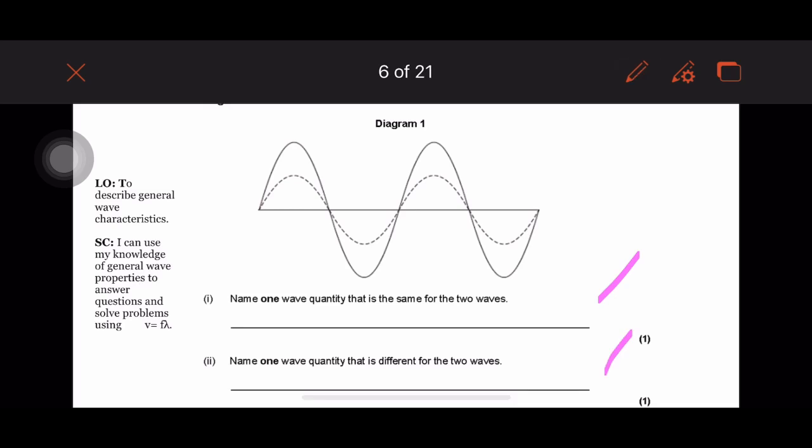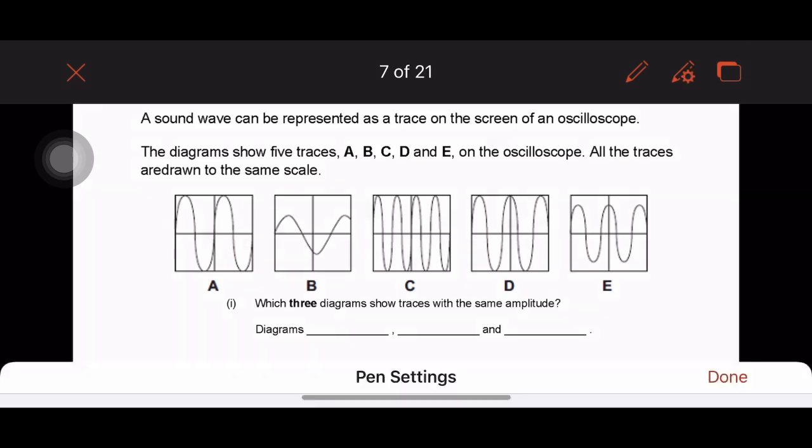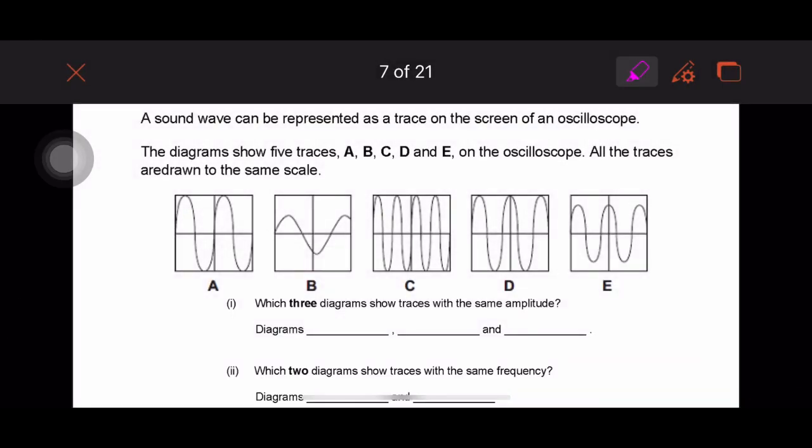I will not give you the complete answer for that. Next. This is actually easy. We gave this question last year to our year 7 students as an introduction to sound.